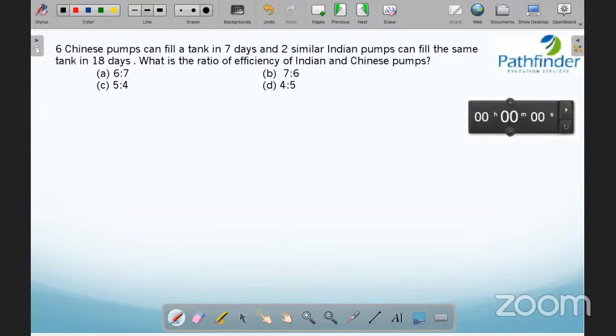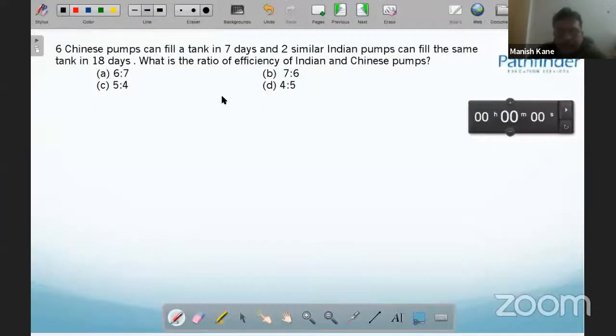Okay, let me solve this for you. Now, in order to solve this question, you have to recognize that this is a question of work done also. So Chinese pumps are doing the same amount of work as the Indian pumps. And we all know that work is always equal to rate multiplied by time. Rate and efficiency are one and the same thing here.